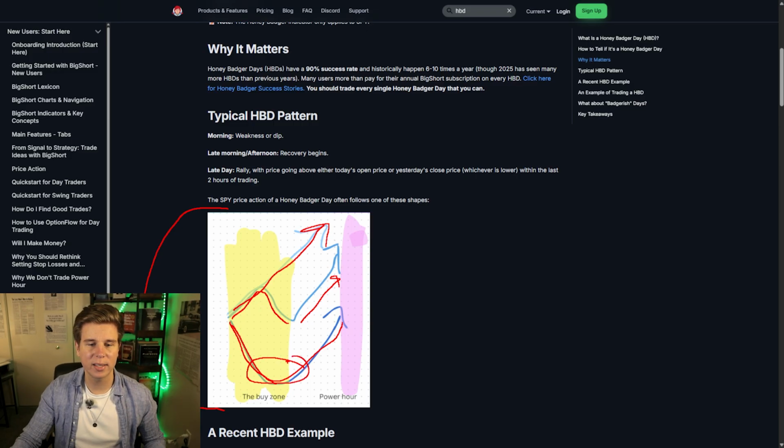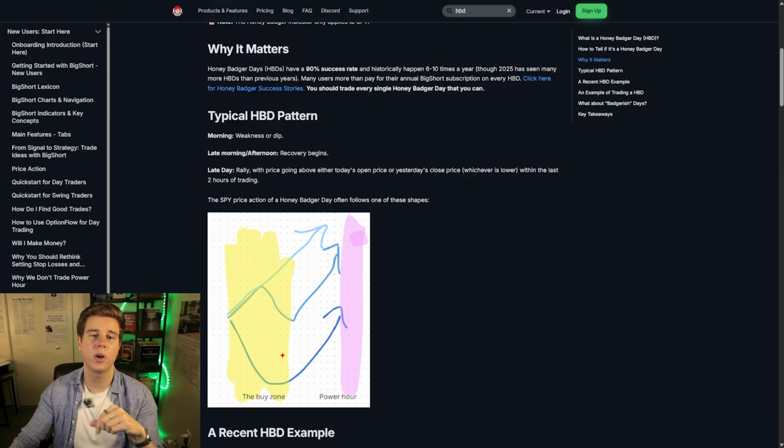Obviously, U days like this are the favorite of many BigShort traders, but you can trade other days as well. And what we're looking for is a late day rally where the price goes above either today's open price or yesterday's close price, whichever is lower, within the last 2 hours of trading.